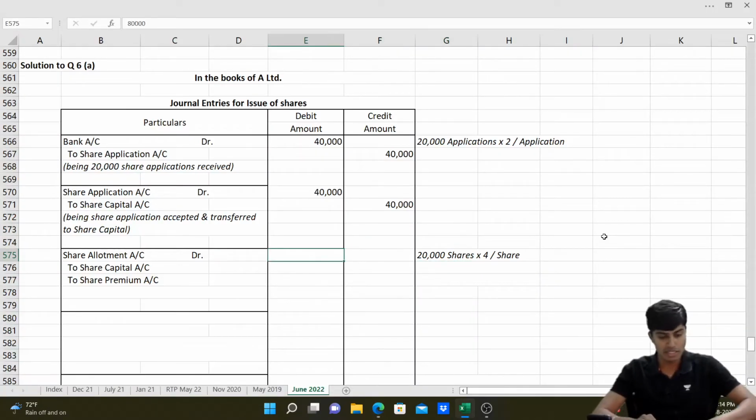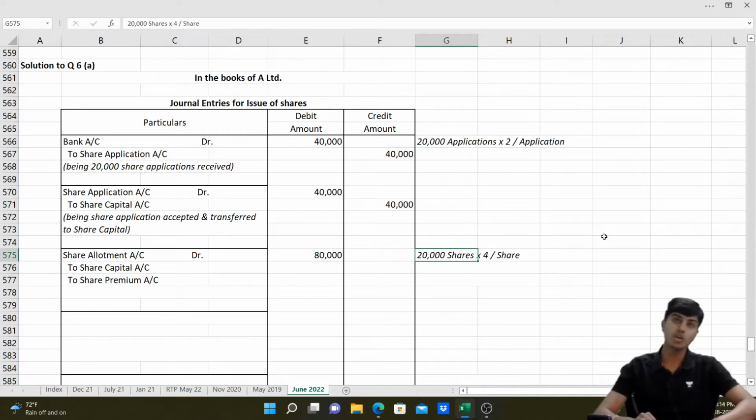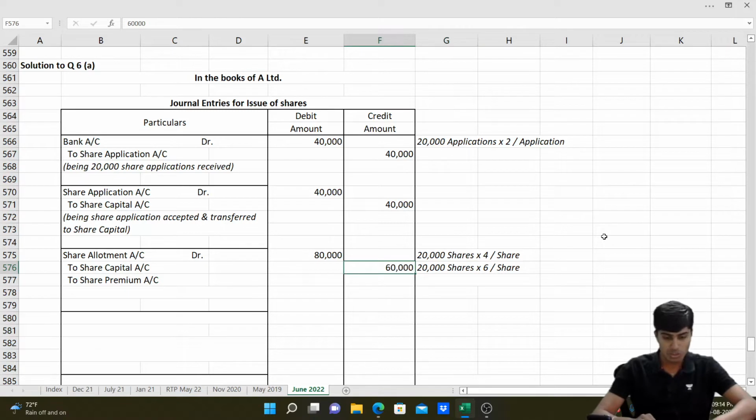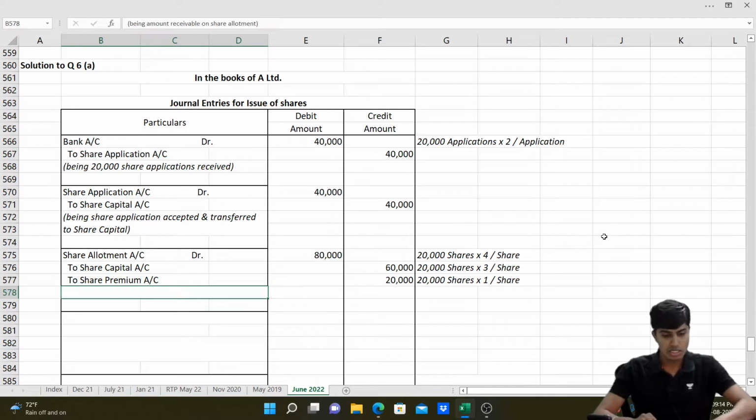So totally 4 rupees, that comes to 80,000. Out of this, 3 rupees is towards nominal value, 20,000 into 3 will be credited to share capital account, and 20,000 into 1 will be credited to share premium account. So this is the amount receivable on share allotment alongside with premium.